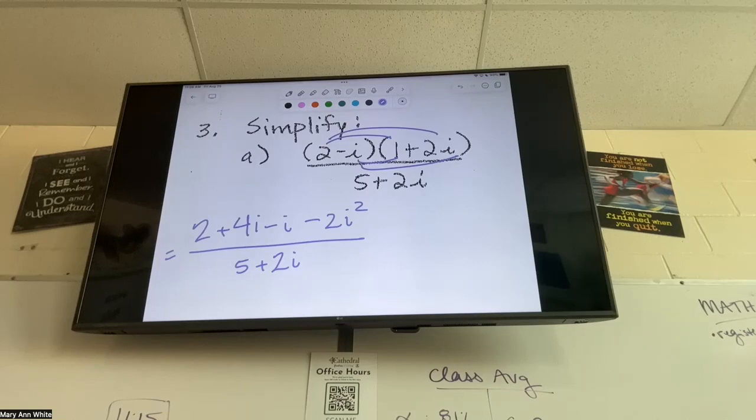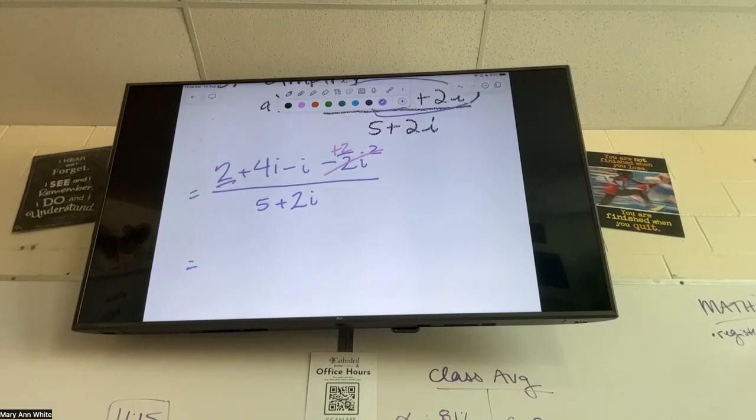Okay. I know that negative 2i squared is the same thing as plus 2. So I'm going to simplify again everything on the top. I've got 2 plus 2, which is going to be 4. And then 4i minus i is going to be plus 3i. And that's still all over 5 plus 2i.